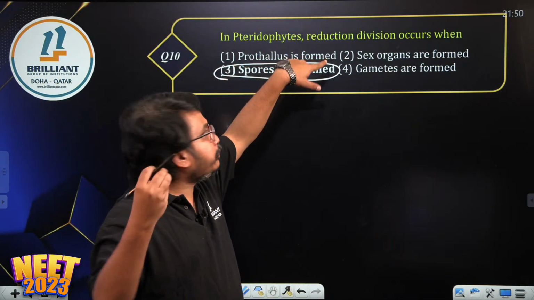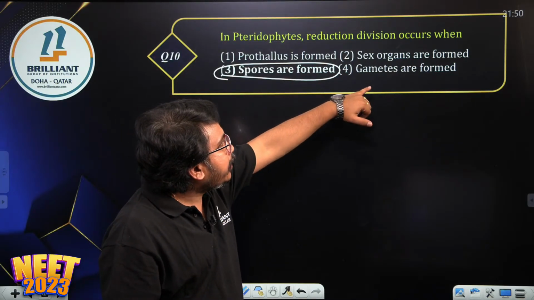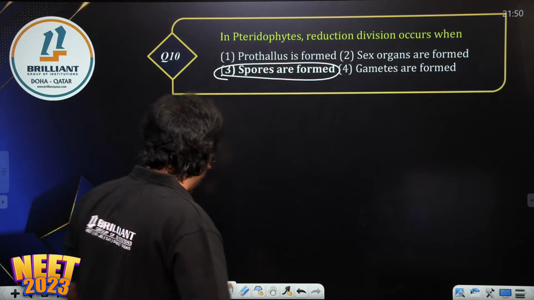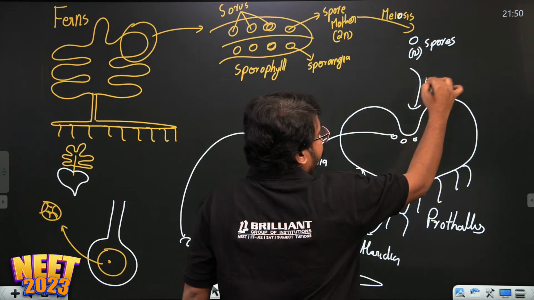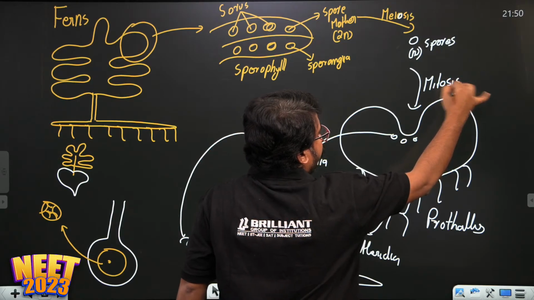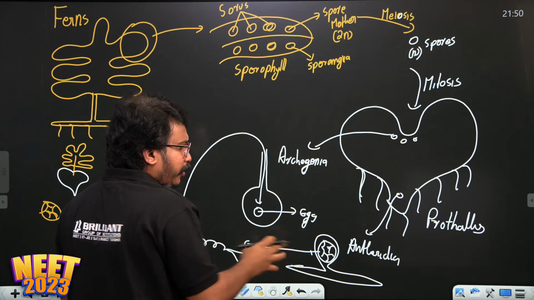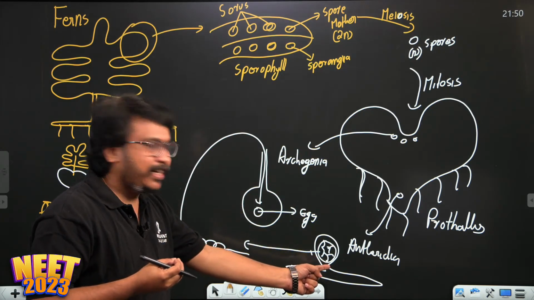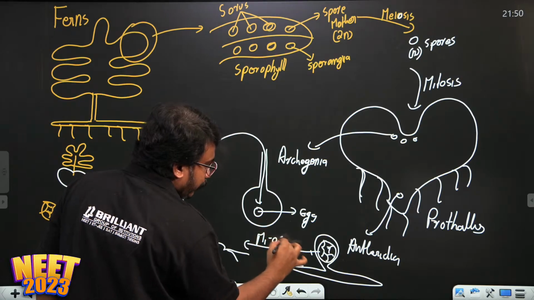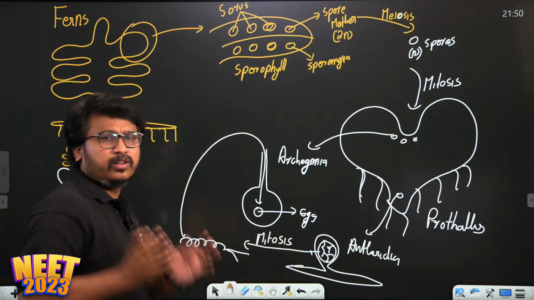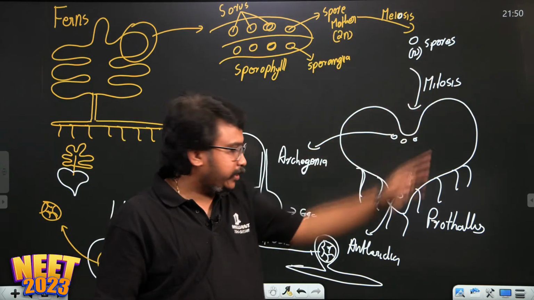Prothallus formation, it is mitosis. Sex organs are formed also mitosis. Gametes are formed also mitosis. That also if you want you can write and keep it in the diagram. So spores germinate by mitosis in order to form prothallus. In that formation of archegonia as well as antheridia, that is by mitosis. Even the gamete formation is also by mitosis. It's not meiosis. So meiosis is taking place only at the time of spore formation.